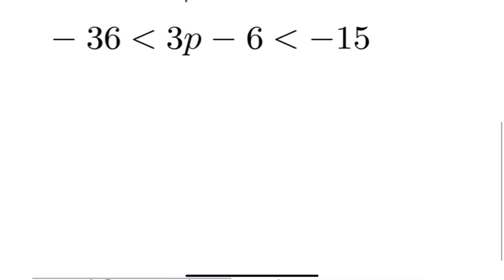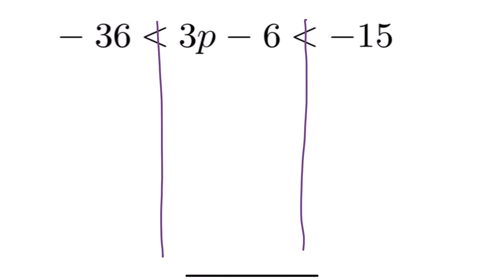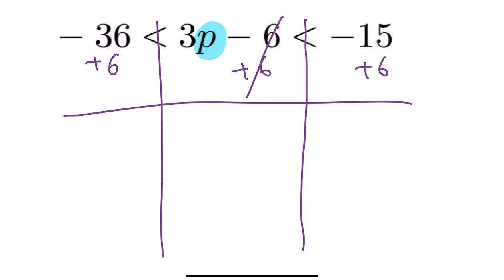All right, so we have another and one here. So let's separate that into our 3 sides. I want to find p. So I'm going to add or subtract first. I have minus 6 here, so I'm going to add 6 to all 3 sides. These 2 will cancel out to give me a 0. So we got negative 36 plus 6. That is going to be a negative 30.